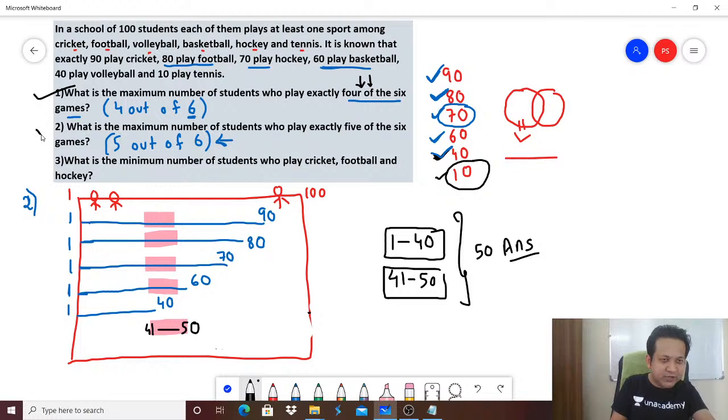Let's look at the third question. Remember, any type of question, maxima, minima, in a Venn diagram can be solved using just lines.